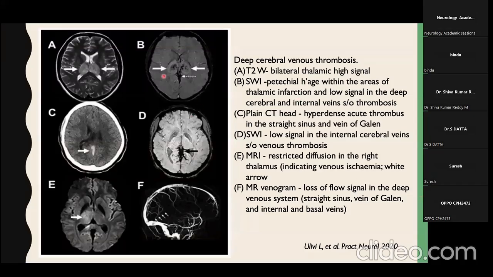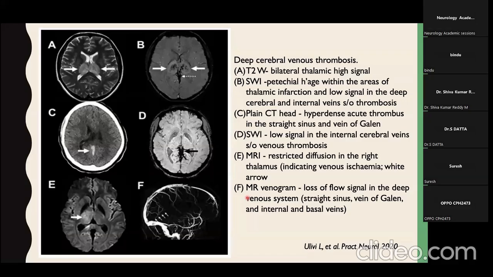Here are a few MRI sequences where we can see bilateral thalamic infarcts and hemorrhages into the infarcts in bilateral thalami in the SWI sequence. And this is a straight sinus and vein of Galen thrombus showing in the plain CT. And this is the SWI sequence, where a low intensity signal denotes the thrombus in the straight sinus and the vein of Galen.